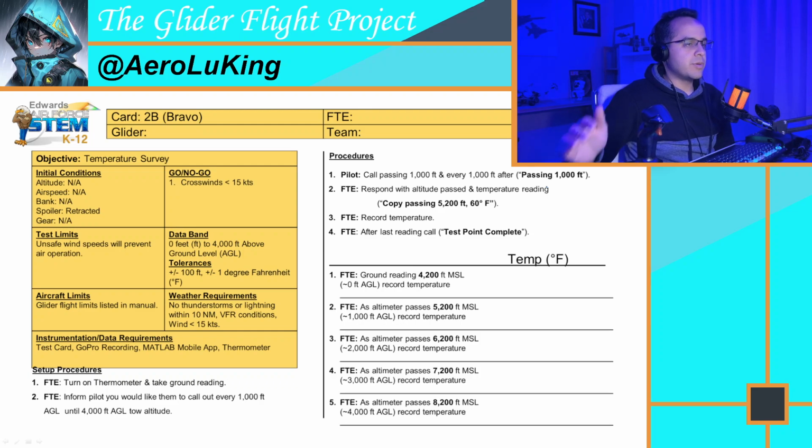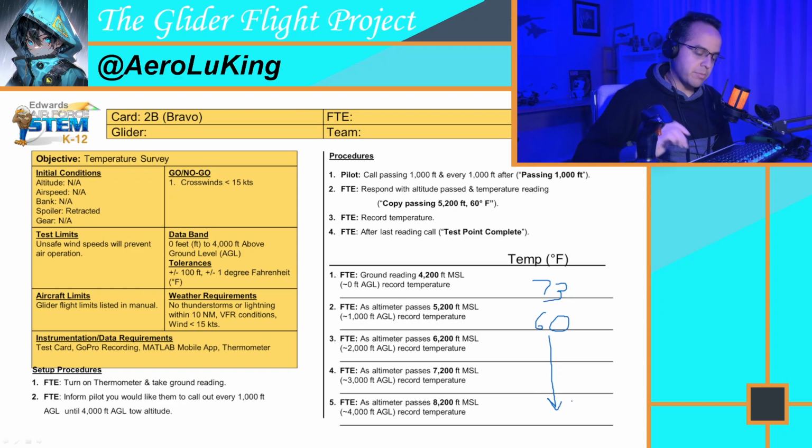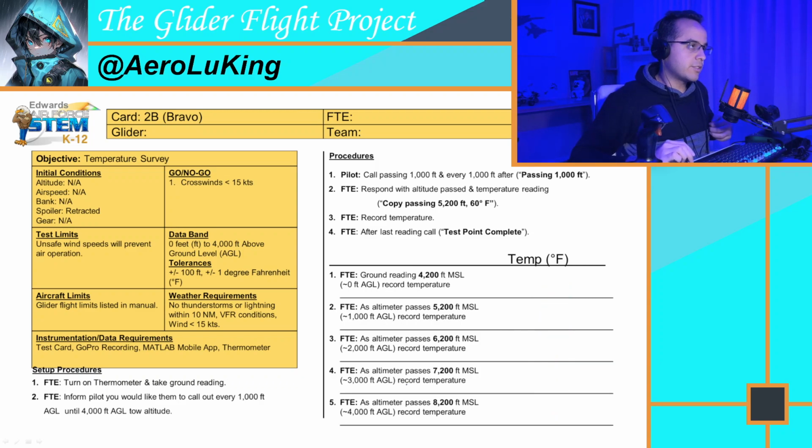So for this card, it's saying to ask the pilot if they are willing to call every 1,000 feet. Let's say before takeoff, I write down the number and it was 73 degrees. As I'm passing 1,000 and I hear the pilot say, 1,000 feet, copy, passing 1,000 feet above the ground level, temperature 60 degrees, and so on. And once you get to the last reading, you say test point complete, letting the pilot know you're complete with this deck of test points, and moving on to the next card.